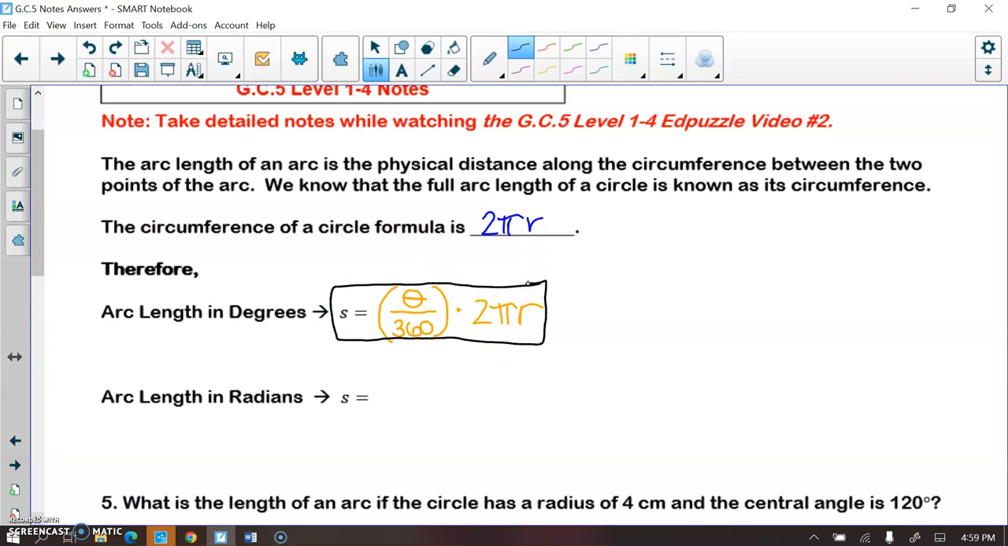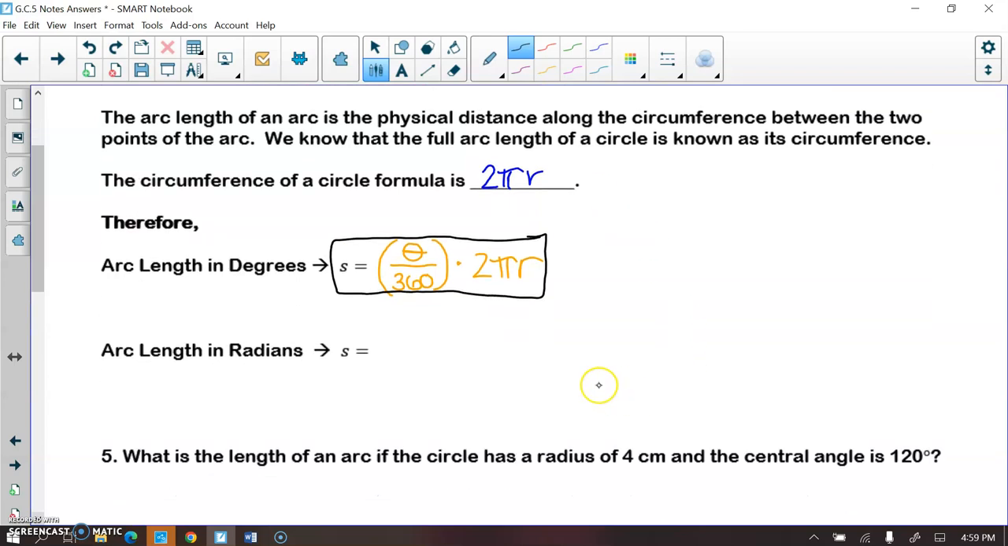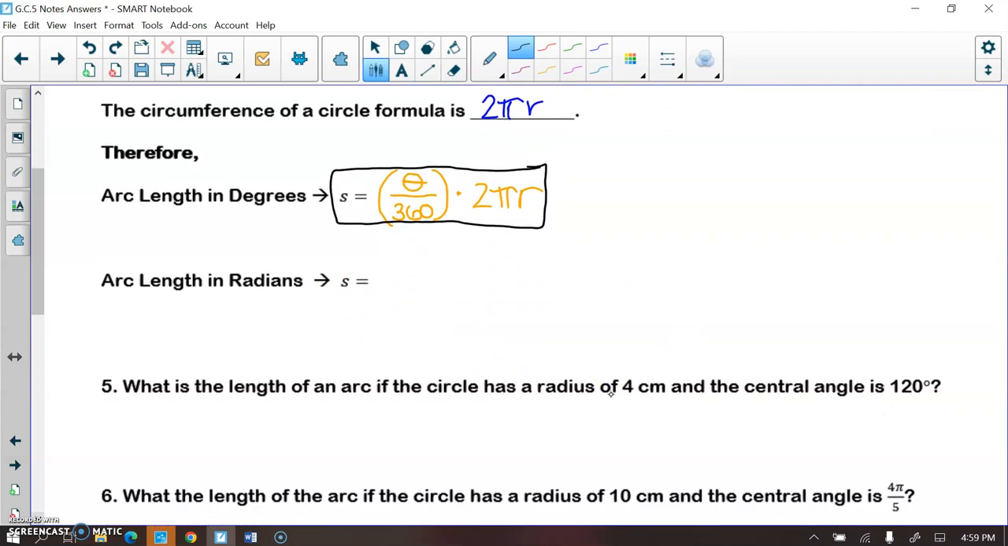Well, what happens if our angle is given to us in radians? We do not need to convert our angle into degrees and then use the arc length formula to find the arc length. There is an arc length formula specifically just for radians. And let's derive that right now.